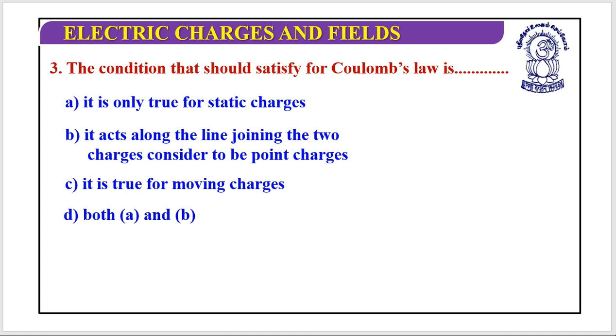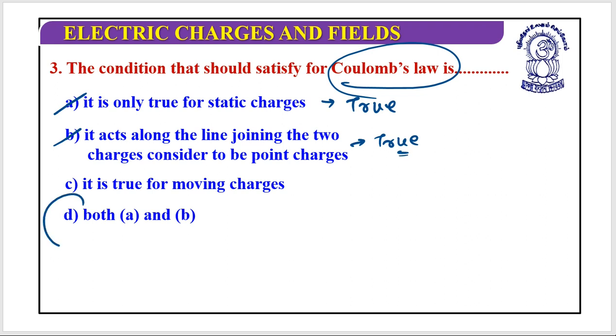Yes. Let me try. We are talking about Coulomb's law, which we know is applicable for static charges only. But it also acts along the line joining the two charges. So this is true. Even this is true. When these two are correct, my correct answer should be both A and B, because this is not applicable for moving charges. Is it clear? Yes? Can you do it? Okay, congratulations.